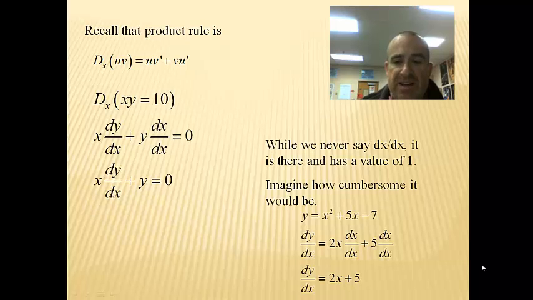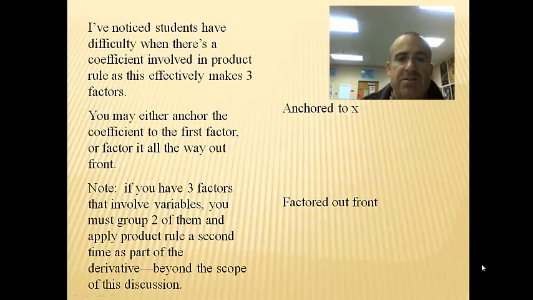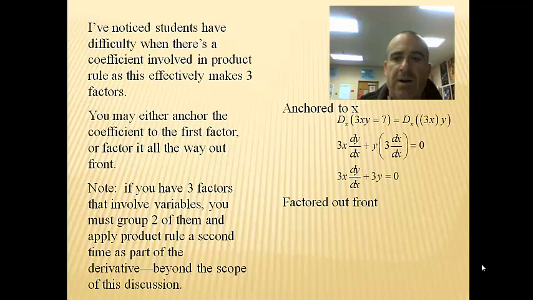Right? So we don't write the dx dx's because that just would take too much time. Now, students sometimes have difficulty when there's a coefficient involved in a product rule because this effectively makes 3 different factors. So you have a couple of options. One option, here's an example, we have 3xy equals 7.